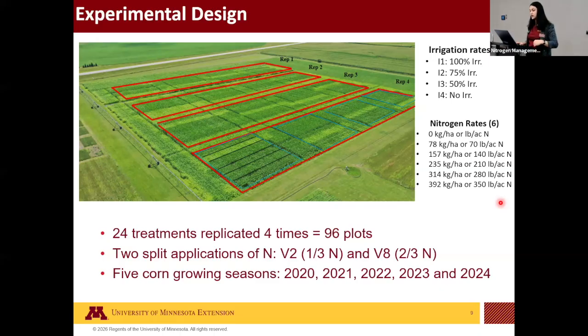Those are 4 rates. And the nitrogen rates are from 0 to 350 pounds of nitrogen per acre in 70 pound increments. As Dan explained this morning, we need at least some rates to create that response curve for nitrogen. Same for the water. We need some of those levels of irrigation, and that's why we have 4.